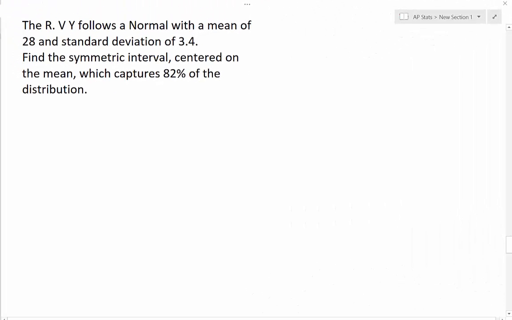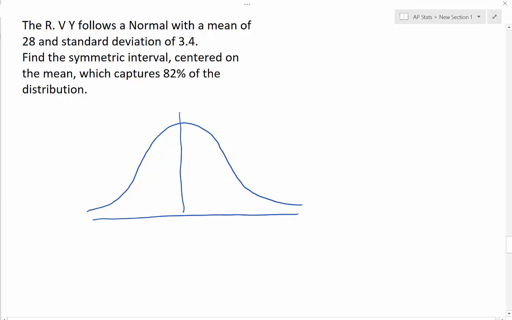And finally, the hardest question on an inverse normal really is to do with symmetric intervals. So we have a distribution with a mean of 28 and a standard deviation of 3.4. I want to find a symmetric interval, the same distance either side, which captures 82% of the data. So on a symmetric interval, 82% of the distribution lies between those two values.